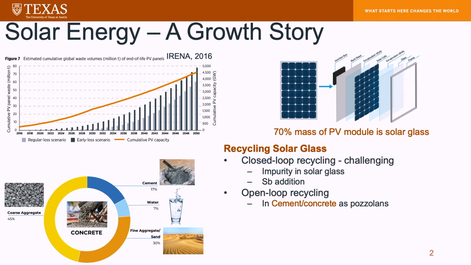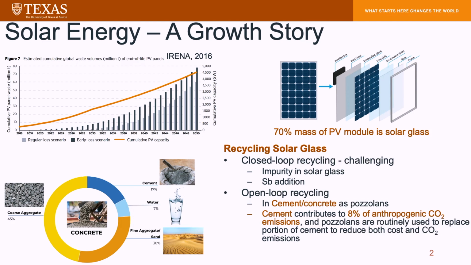It is very important to state that 70% of the whole solar panel material by mass is solar glass. So if we are looking at achieving a circular economy, it's very important that we actually do something with the solar glass and not just landfill it.